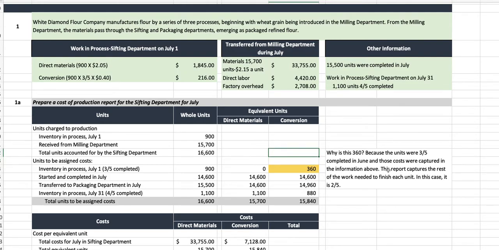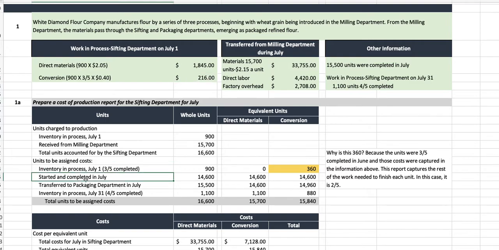And as I mentioned over here, why are we seeing the 360? It's because the units were 3/5 completed in June, and those costs are captured in the information above, like you see up here. This report is going to capture the rest of the work needed to finish each of the units. In this case, it's going to be 2/5.